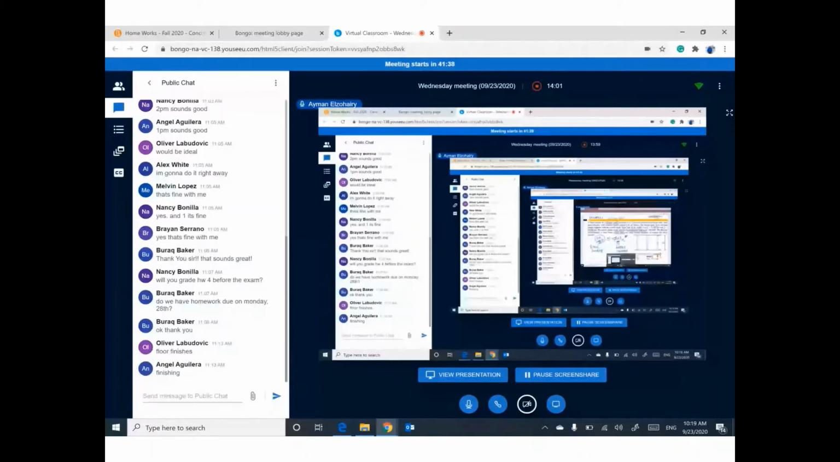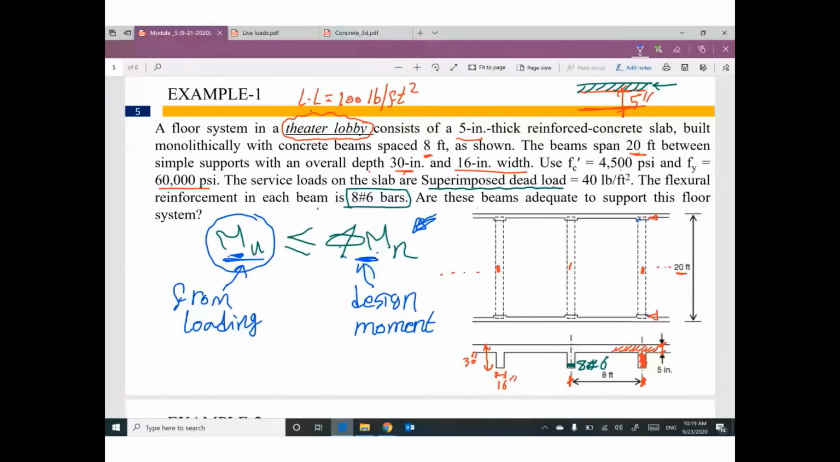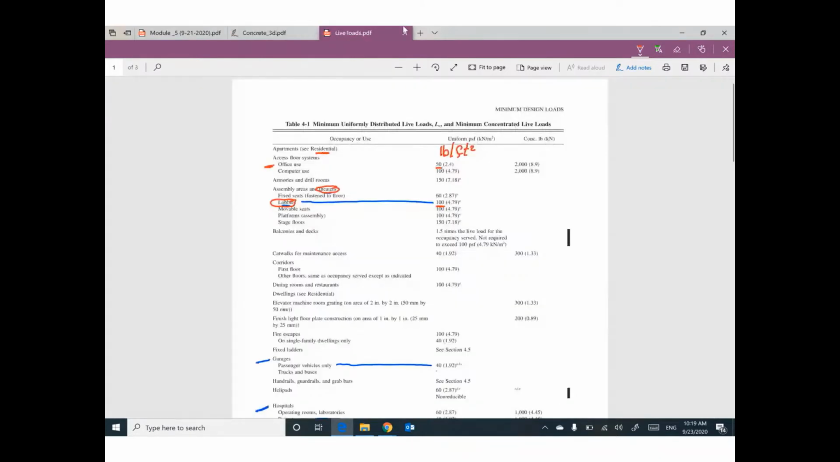So sometimes we need to check whether your beam is safe or not safe. Let's start. So this problem can be divided into 2 parts. We need to figure out the first part. Let's start with the first part. Loading.